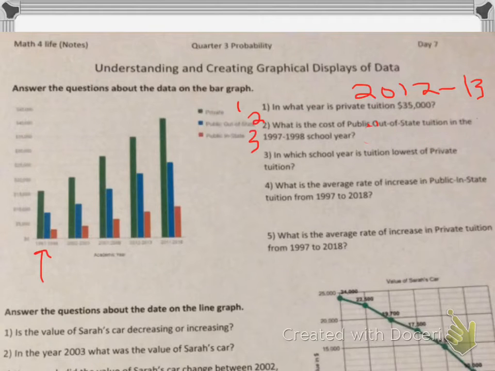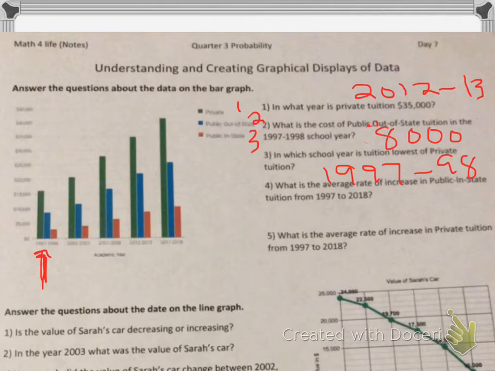On number 3 here, it says, in which school year is tuition lowest for private tuition? Remembering private is the very first bar graph that appears in each of your columns. So private is in the lowest position right here in this year, which is the 1997 to 98 school year.